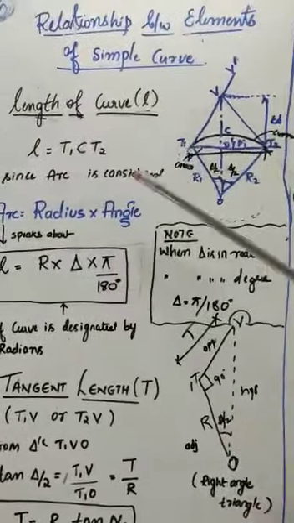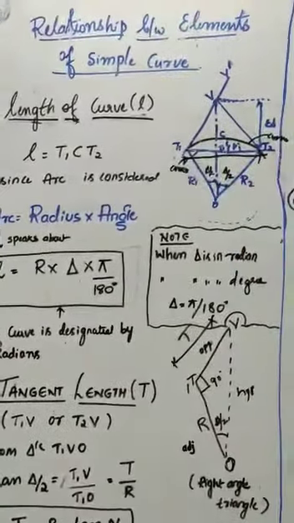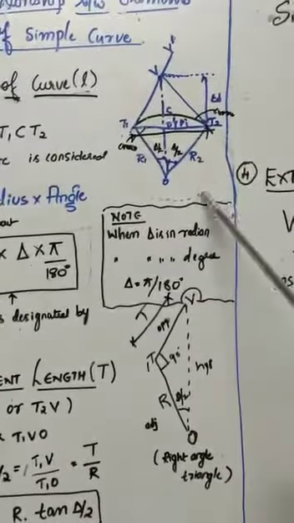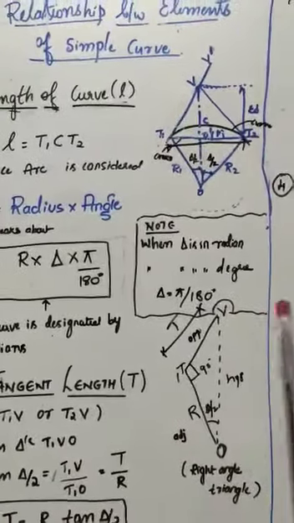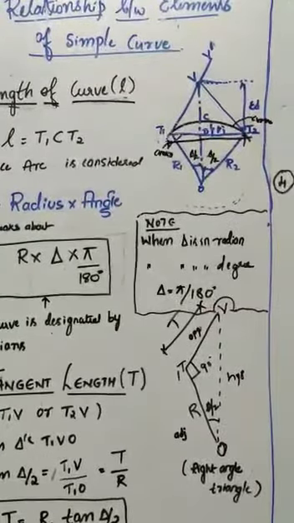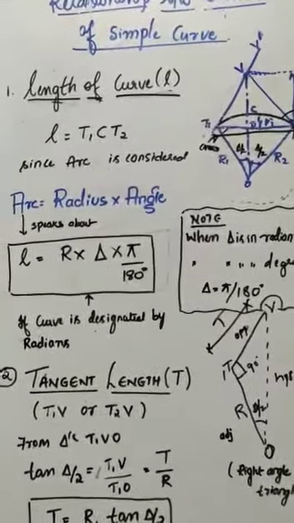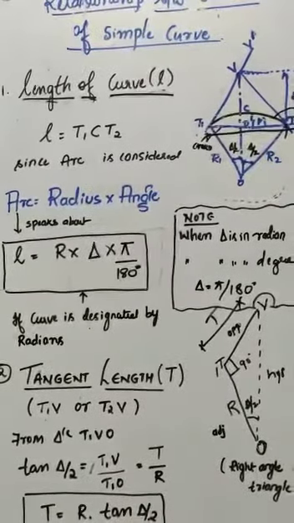So coming to the next topic, that is relationship between elements of simple curve. This is a diagram. You have a clear diagram in elements of simple curve. You can take that as a reference. Okay. So coming to the first one, that is length of the curve.